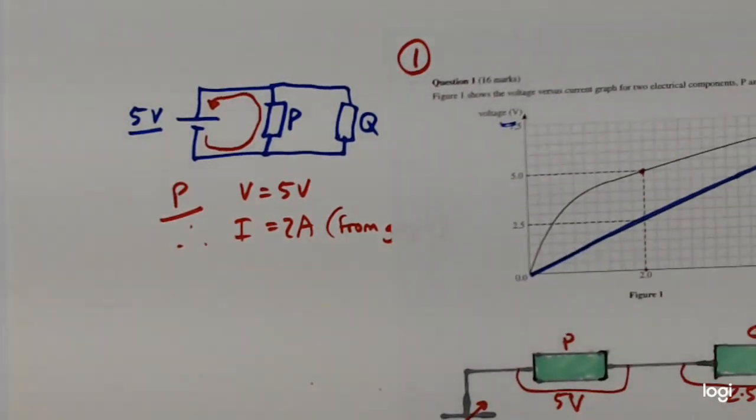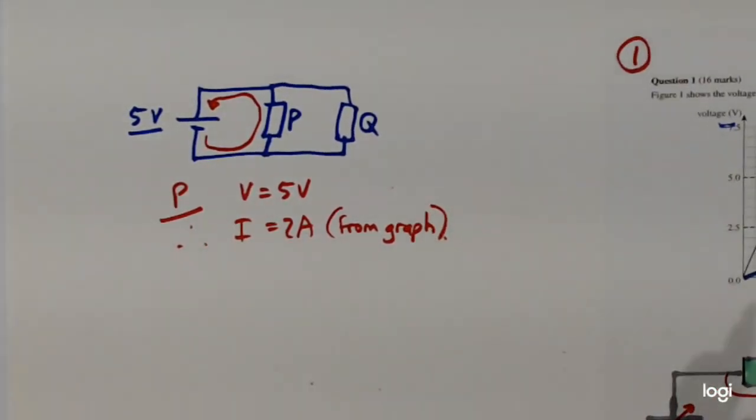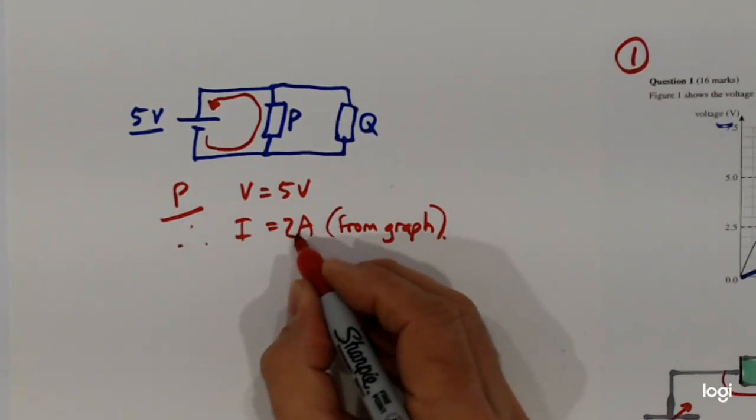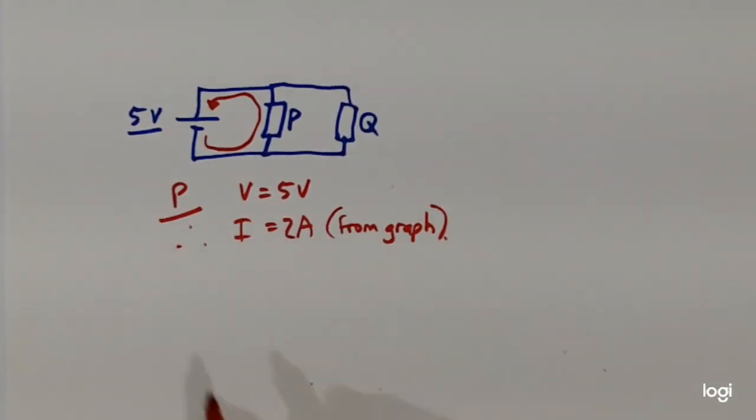You don't have to describe exactly what you did on the graph because you couldn't possibly fluke the answer if you didn't know what you were doing. You wouldn't have guessed that it was 2 and somehow just got it right.